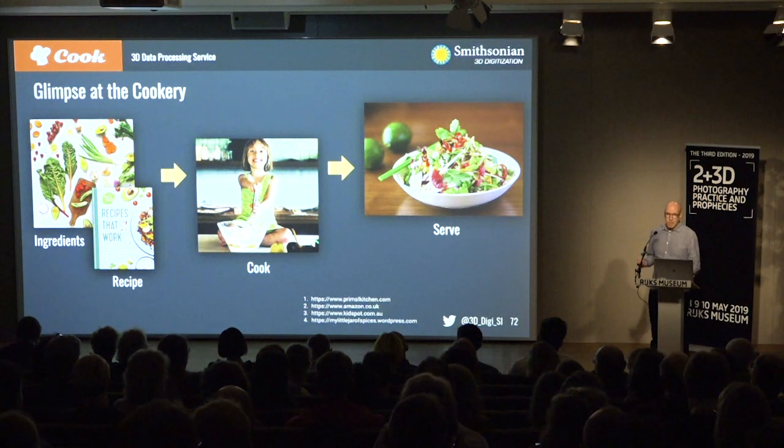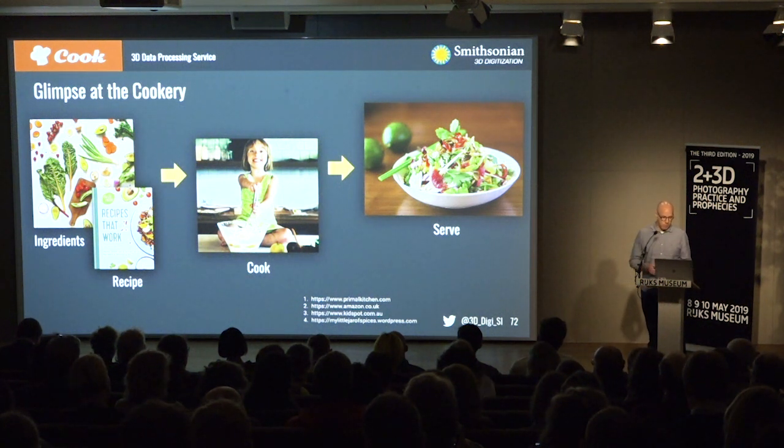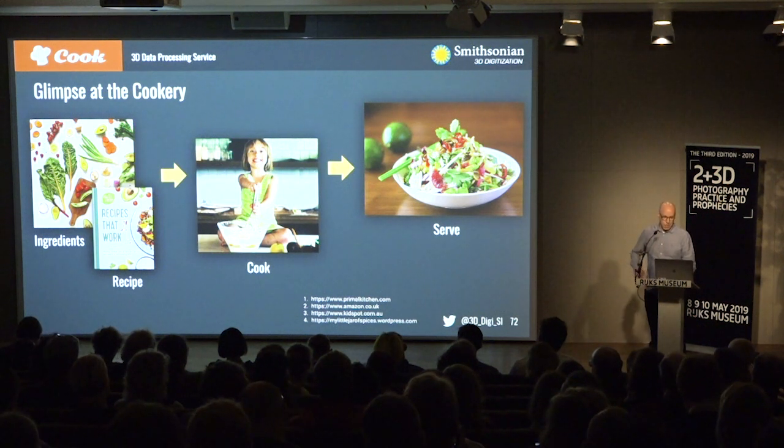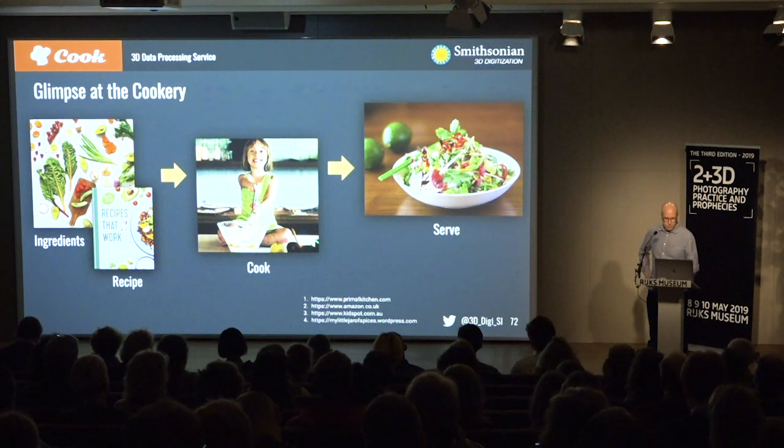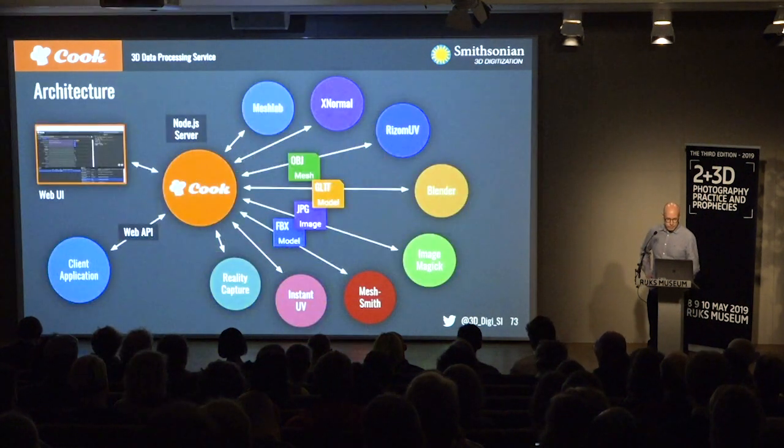You just say, hey, please decimate this model, then bake the textures onto the low-res model, create a UV map or whatever. The cook takes over, has all the expert knowledge on how to do this, which tools to involve, and finally, if everything goes well, serves you the final assets.